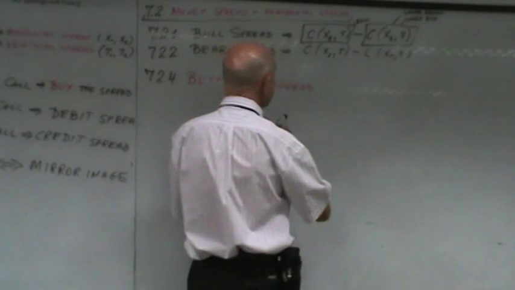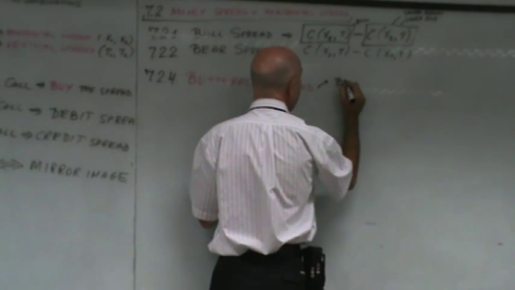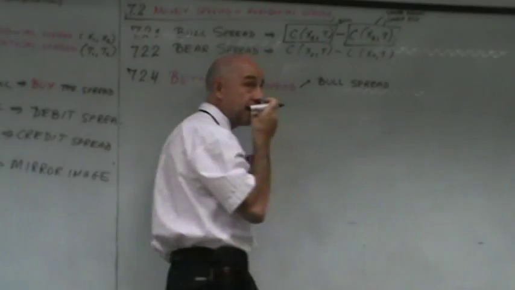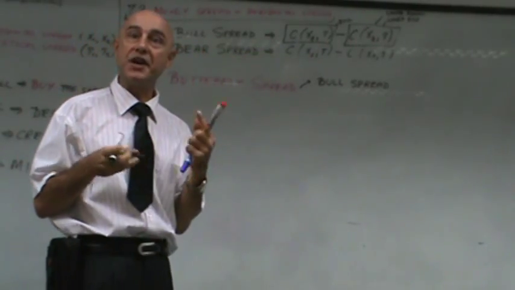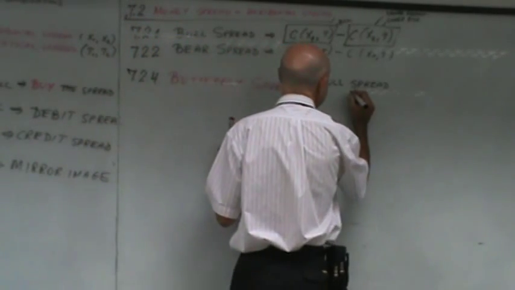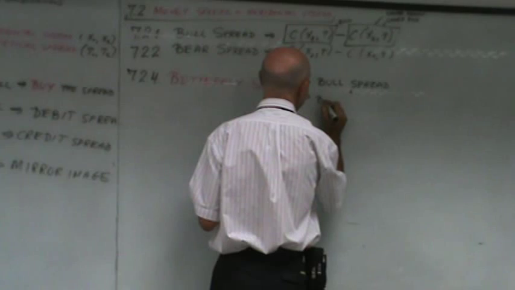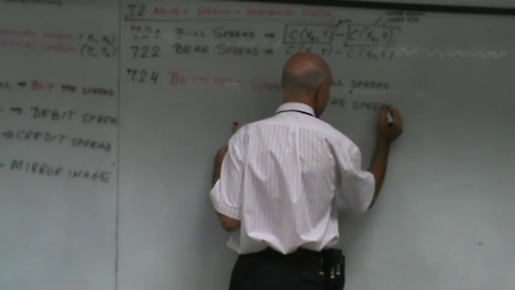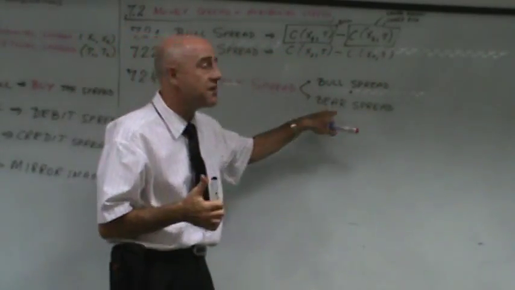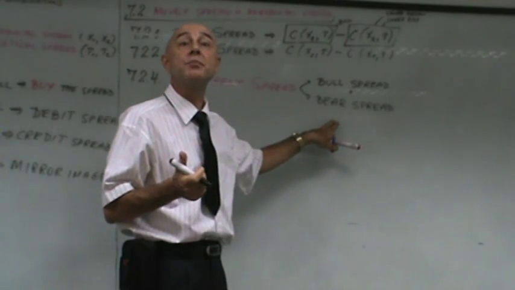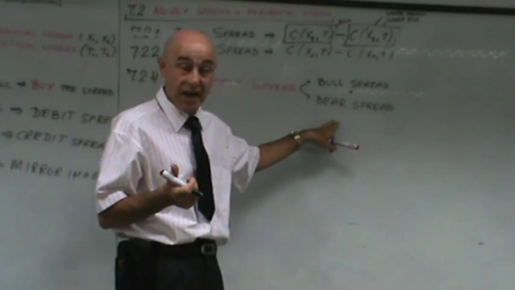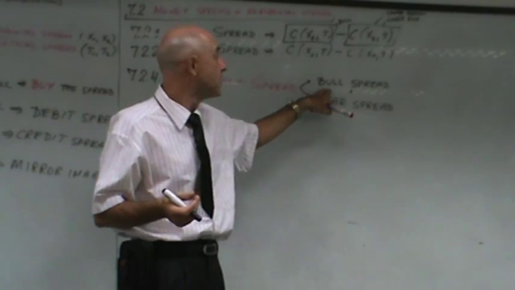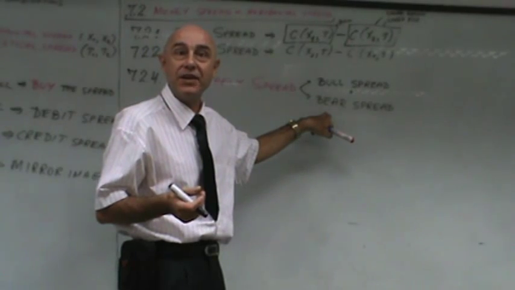So, a butterfly spread is simply a bull spread, which is going to make some money on the upside, plus a bear spread. So somehow it's going to be making money on the upside, and somehow it's going to be making money on the downside, okay? But the bull spread is limited on the upside, and the bear spread is limited on the downside, okay?